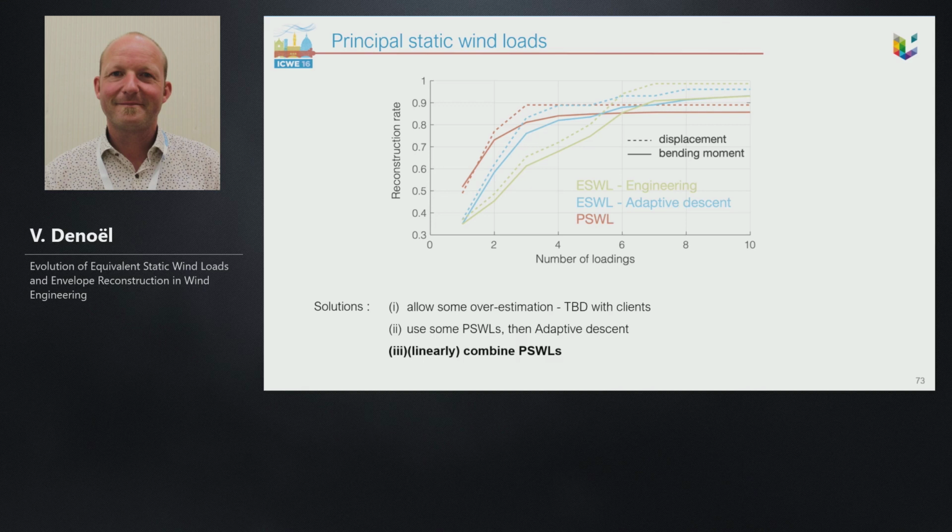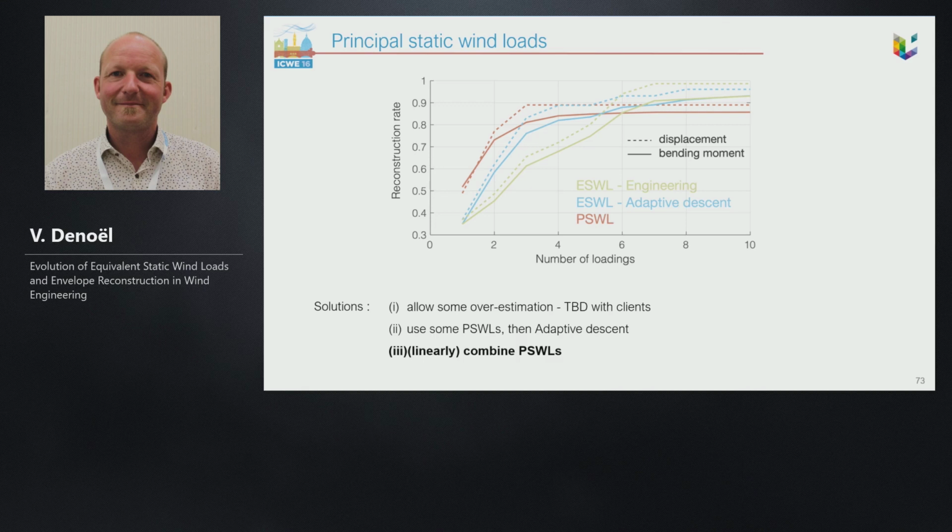Use some principal static wind loads. For instance, here, up to, I would say, half of the complexity. So if complexity is equal to 7, you divide it by 2, that's about 3. And then from there, you see that we do not move anymore. So what you could do from there is to continue with an adaptive descent, which will allow you to gain and to keep on increasing. Okay, so that's one solution. So first use principal static wind loads, and then you complete this set of distribution with something else.